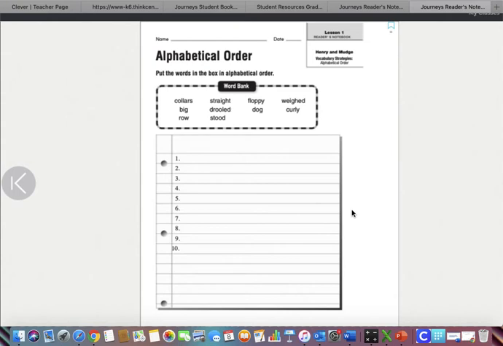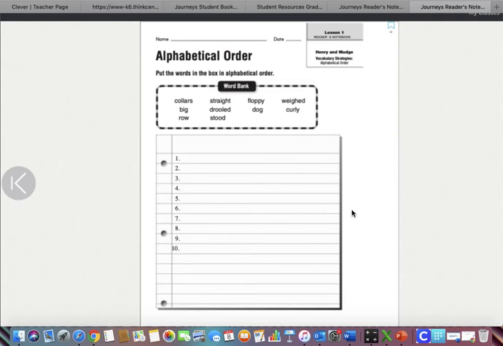I think it's going to be easy to figure out which word comes next in our list. Somebody want to give it a try? What do you think, Alina? Wade. Wade, right. Wade with a W. W-E-I-G-H-E-D is our very last word on our ABC order list.